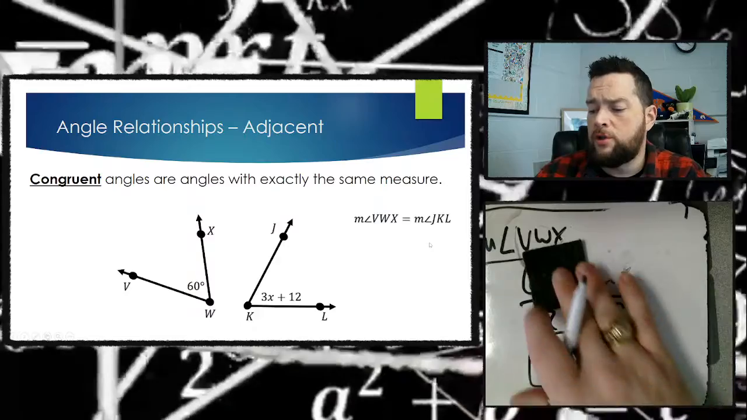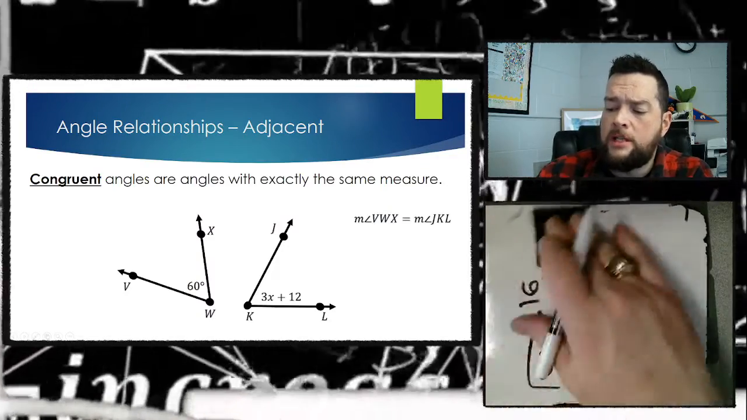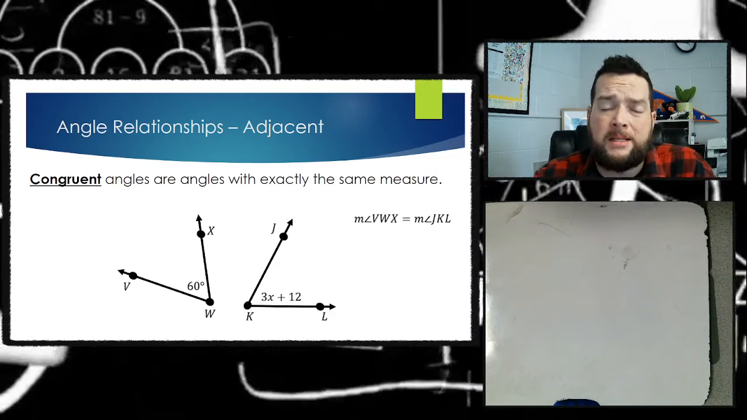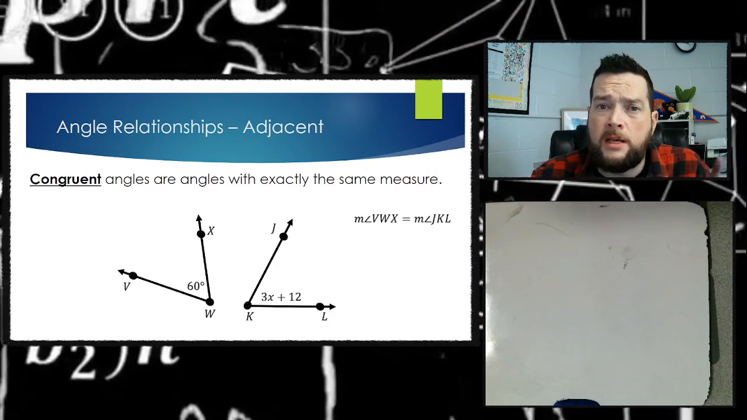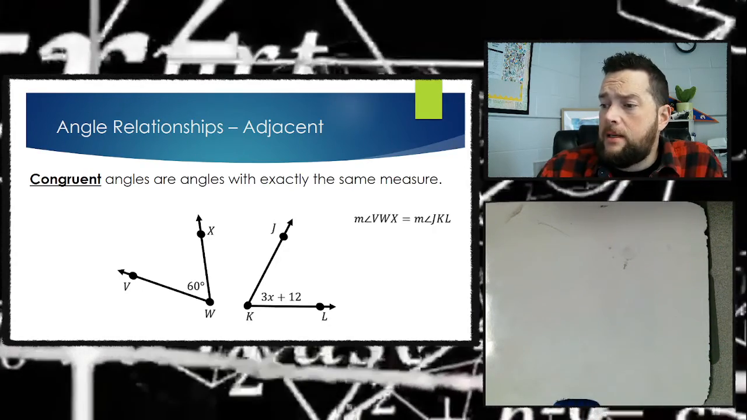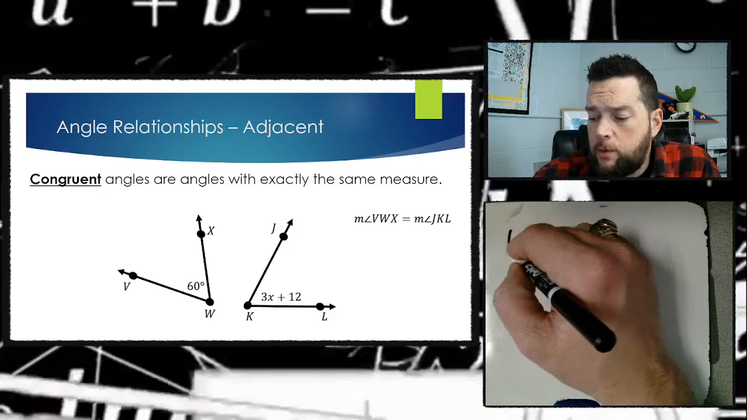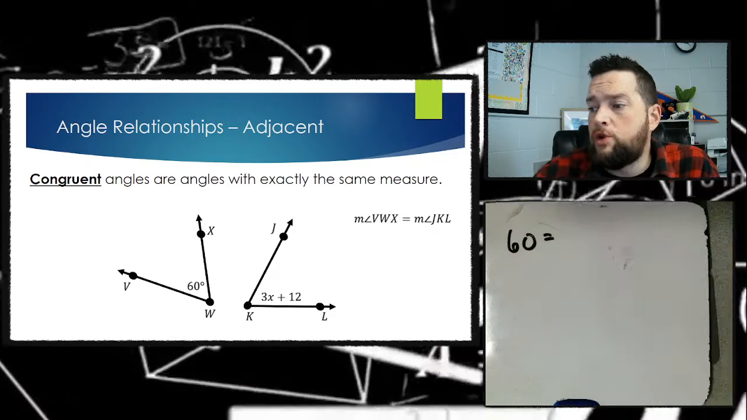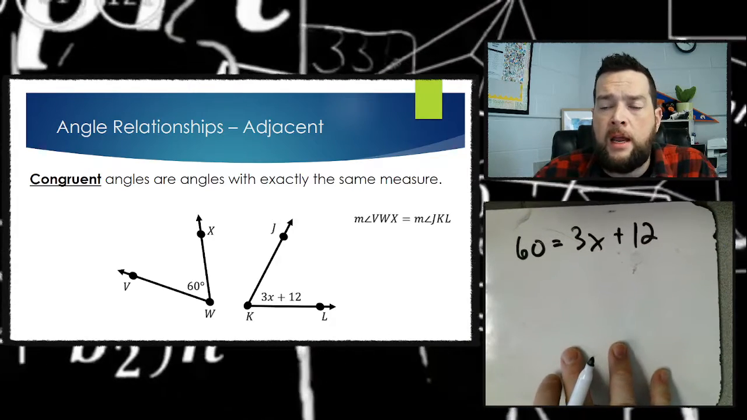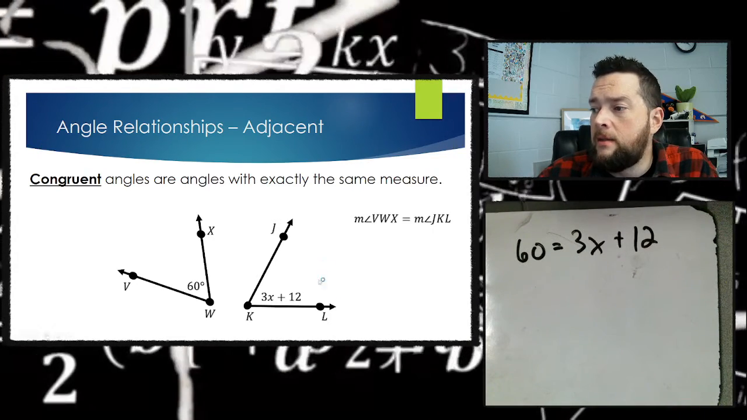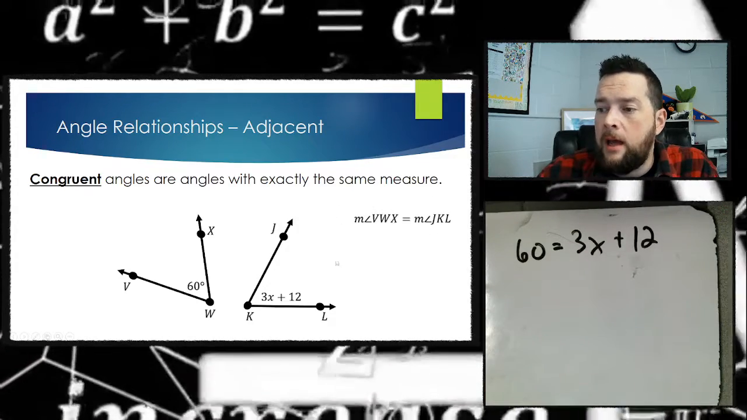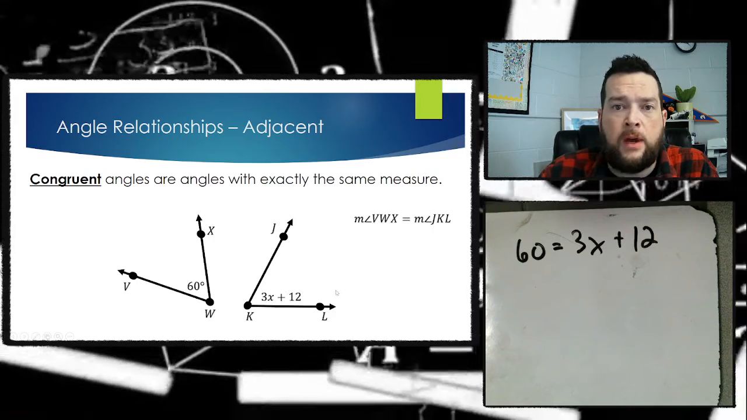After you saw the example of me doing that, I want you to take this diagram now, and I want you to solve for x. Tell me what x equals, all right? You can pause the video, come back, and see what the answer is. All right, so I've got angle VWX, which is 60, is equal to JKL, which is 3x plus 12. So what I'm doing right here is replacing the angle measures inside the equation with the expressions that are inside the individual angle measures.